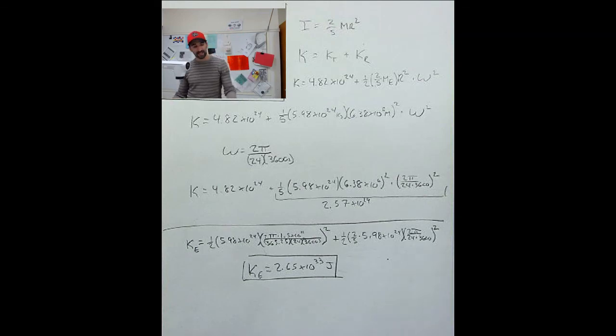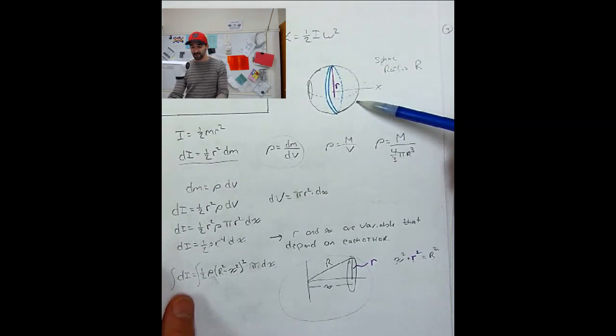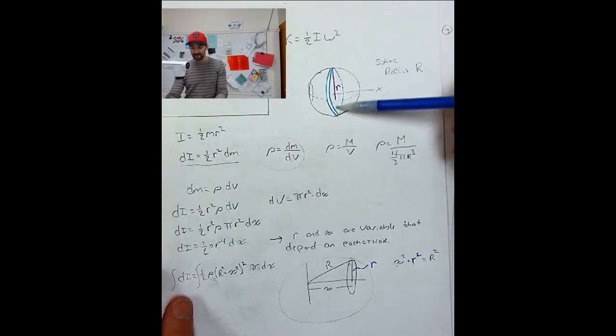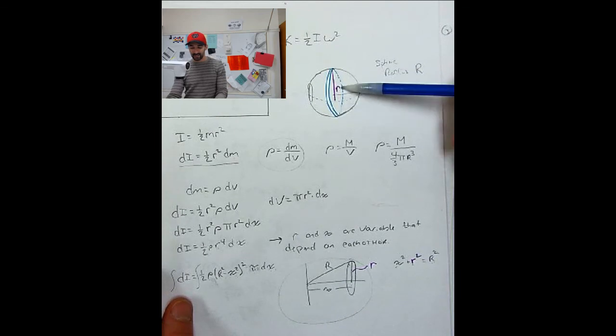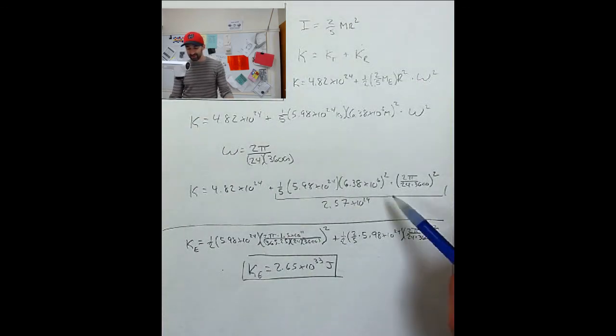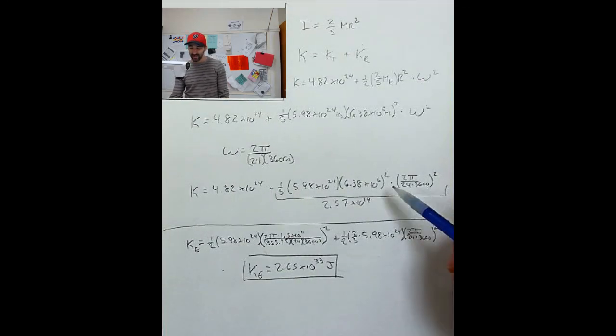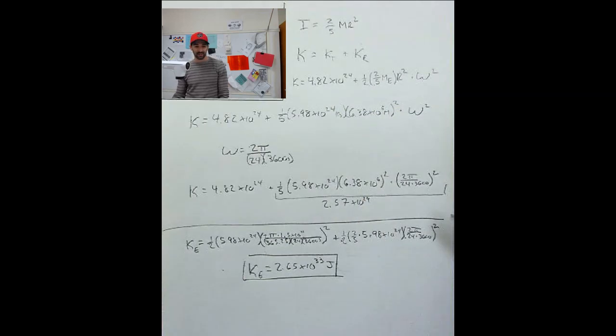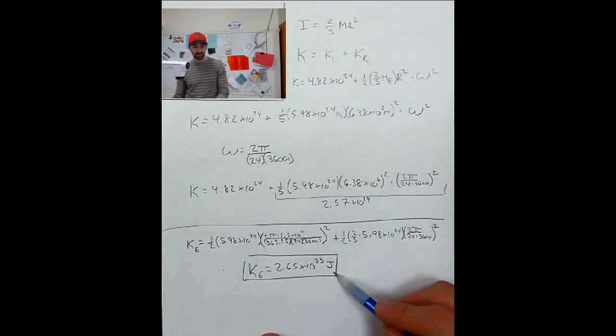Like I said, lots of things to do. We started with, there it is. We started with a sphere. We cut the sphere into a disk. We added all those disks up to figure out the moment of inertia about that disk. Used that moment of inertia to find the rotational kinetic energy. Added that to the translational kinetic energy to find the kinetic energy of the Earth rotating about the sun.